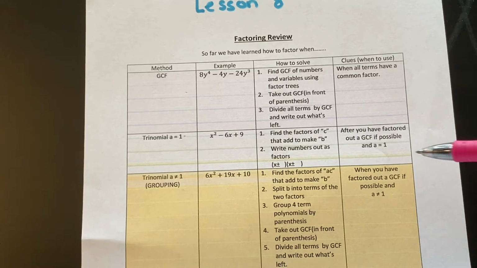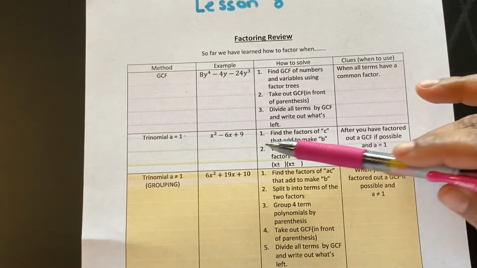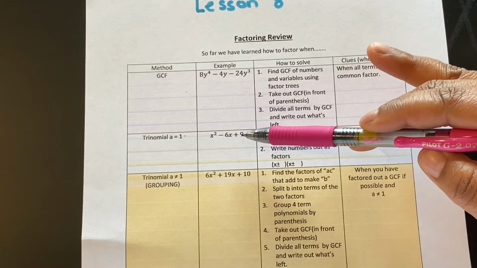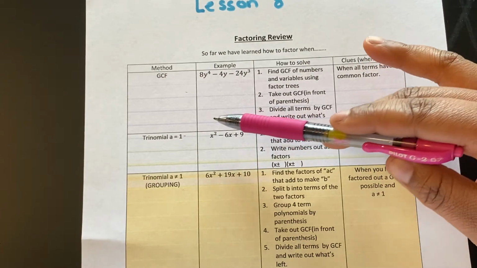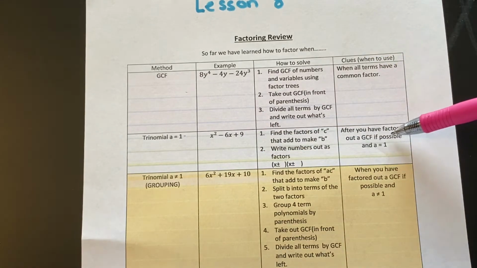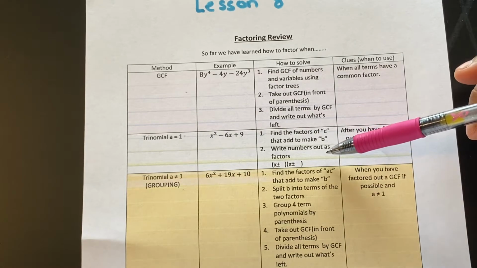Now, when do you use this method? You use this method after you have factored out a GCF, if possible. So there's a possibility that you would have a problem where you had to first factor out a GCF and then you got this trinomial. In which case, after you factor out a GCF, if your A value is 1, then you use this method.